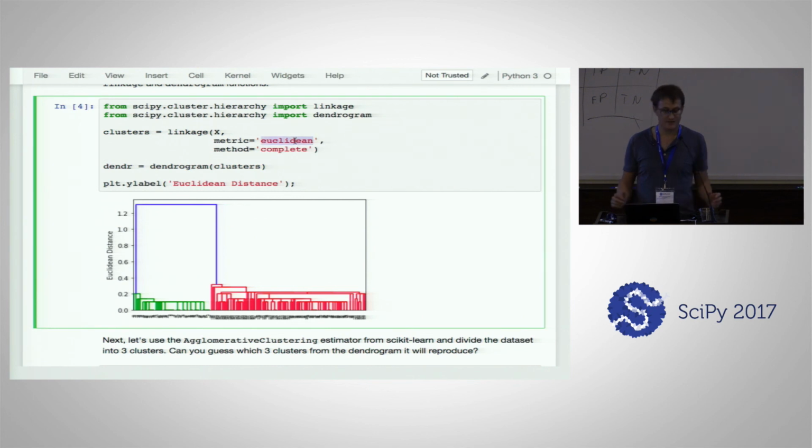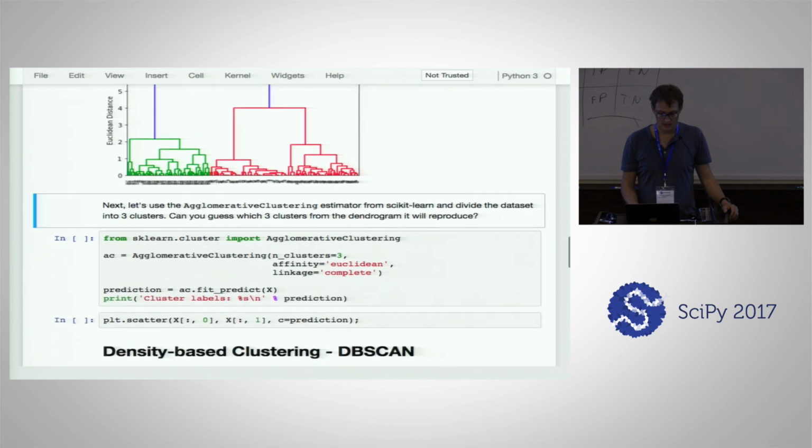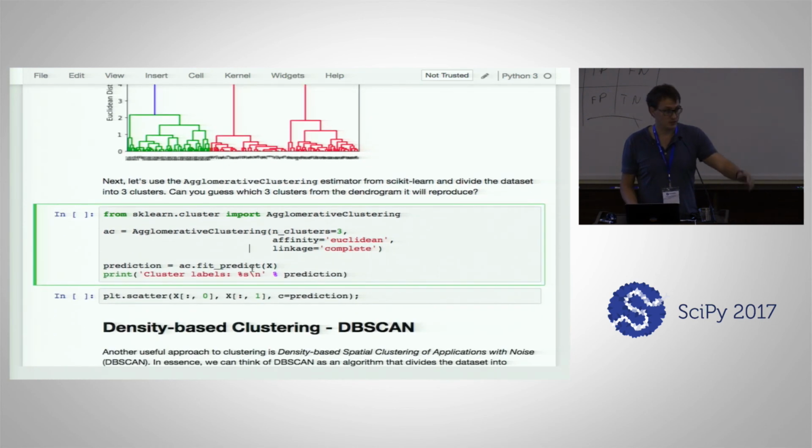You can use a different metric. So here, everything was based on the Euclidean distance. You could potentially decide that Euclidean is not what you want to do, and you might want to change this metric parameter.